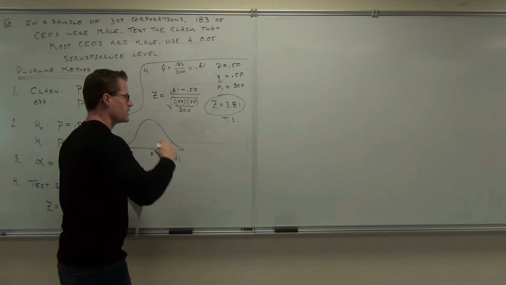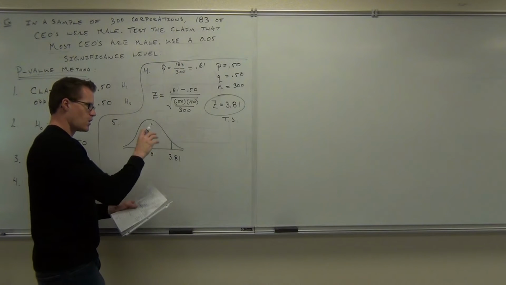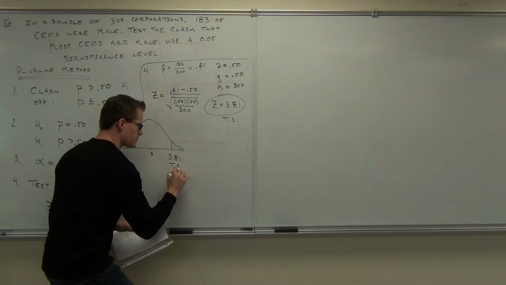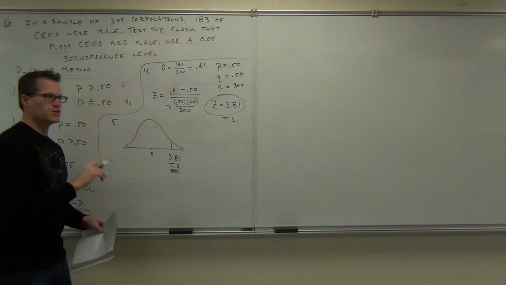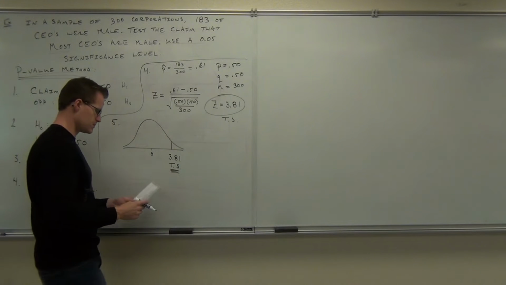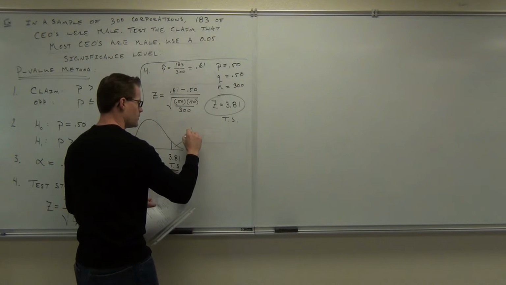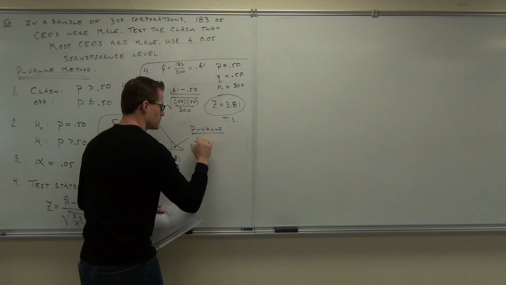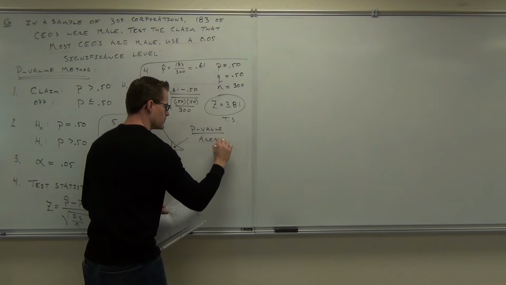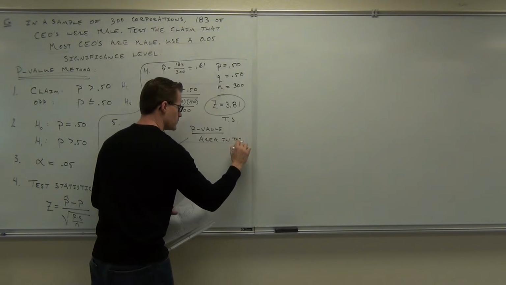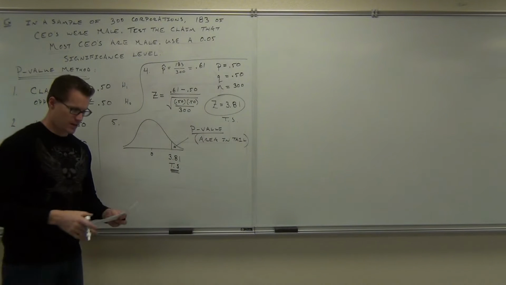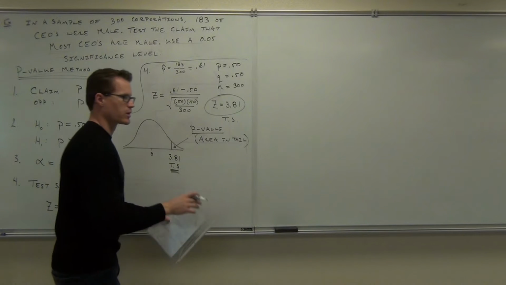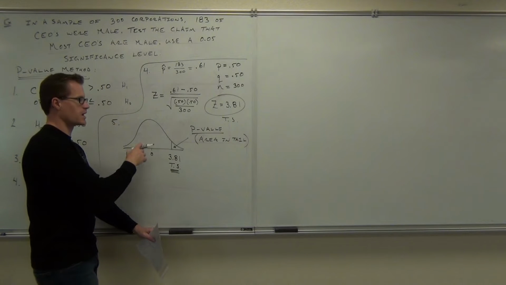So p-value method, you put your test statistic on your standard normal distribution. This is our test statistic. And you find the area in the tail. This is called the p-value. P-value is the area in the tail, or the tails, for the given test statistic. So you need to know whether we're a left tail or a right tail test. This, of course, is a right tail test.